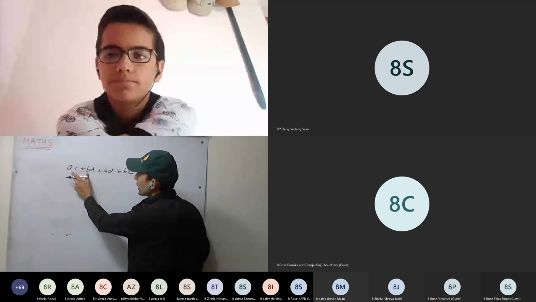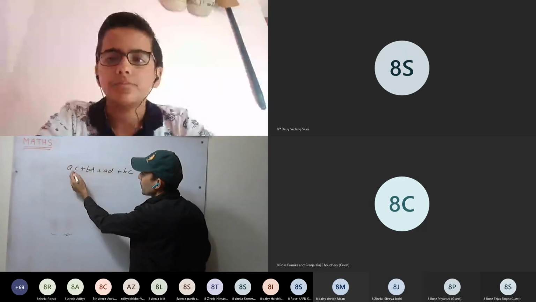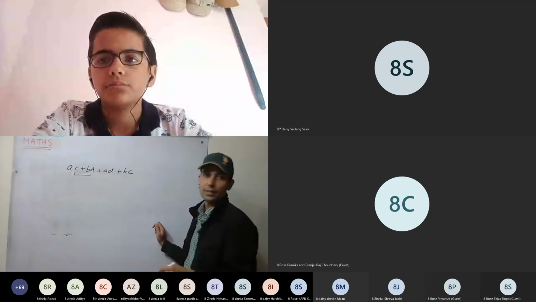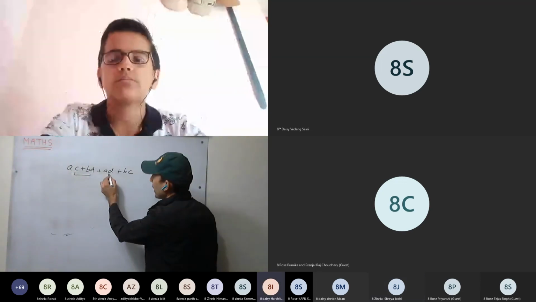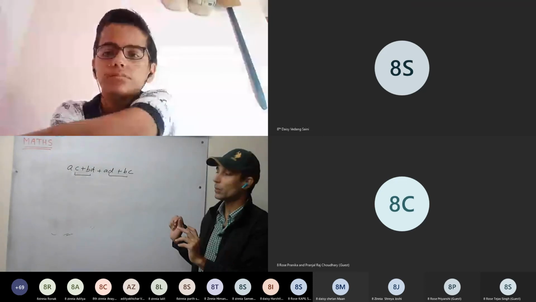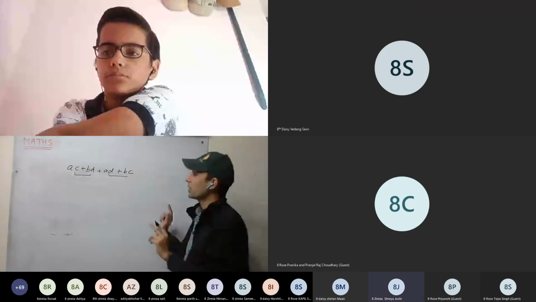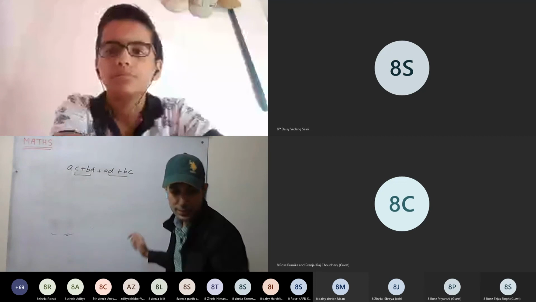Now see here. What can we take common out between these two terms? Is there anything common between these two? No. So it means we have to rearrange somewhere. Okay. So this time see here.